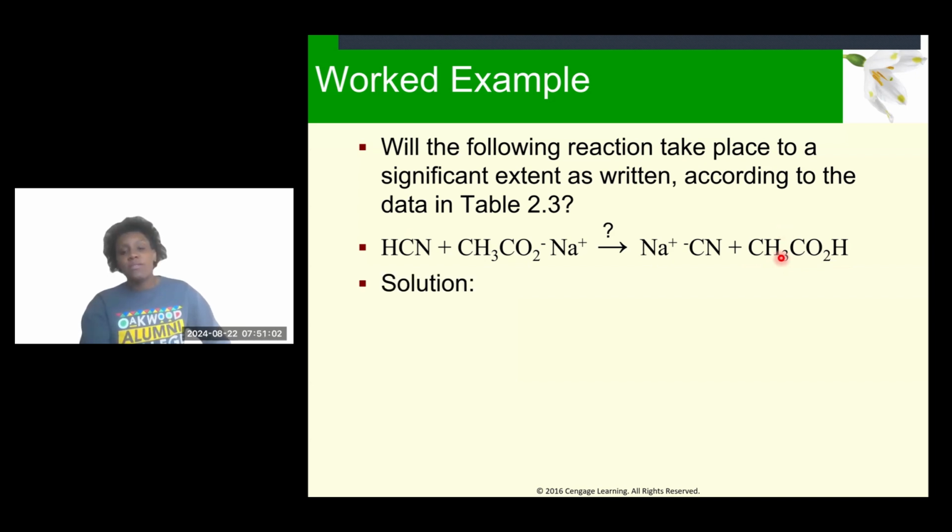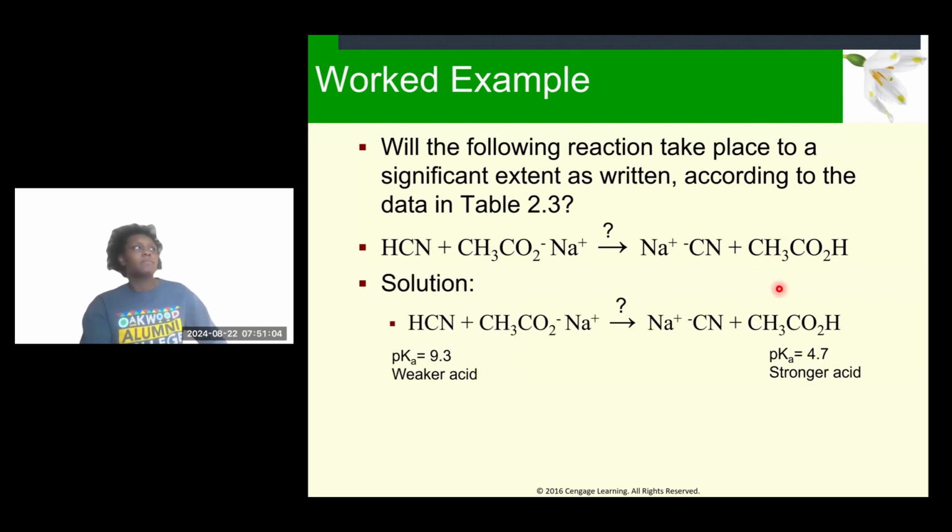So let's look at the information. This acid has a pKa of 9.3. This acid has a pKa of 4.7. And so which acid is stronger? This acid is stronger, right? Because this has a lower pKa. Therefore, this one is more willing to give up its protons than this one is.